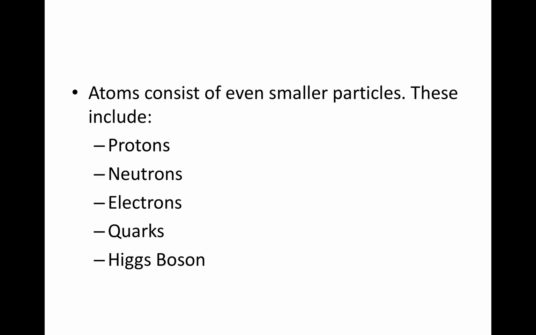So atoms consist, though, of even smaller particles, because we talked about Democritus and Dalton, and we said that they thought that atoms were indivisible, but it turns out that that's incorrect. We know that there are smaller particles, including protons, neutrons, electrons, and then there's something called quarks, and something called the Higgs boson. You are really only responsible for knowing about protons, neutrons, and electrons, but I thought it might be worthwhile to show you a little bit about quarks and the Higgs boson as well.